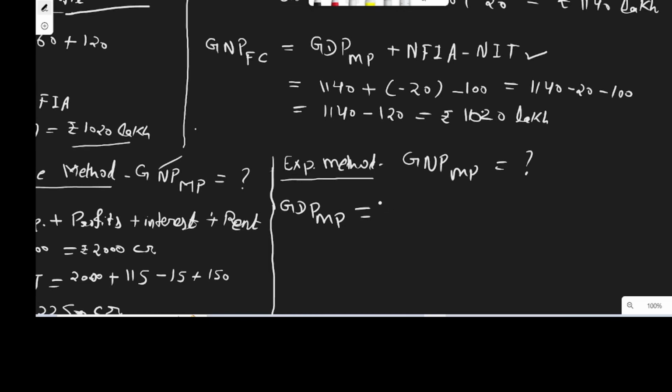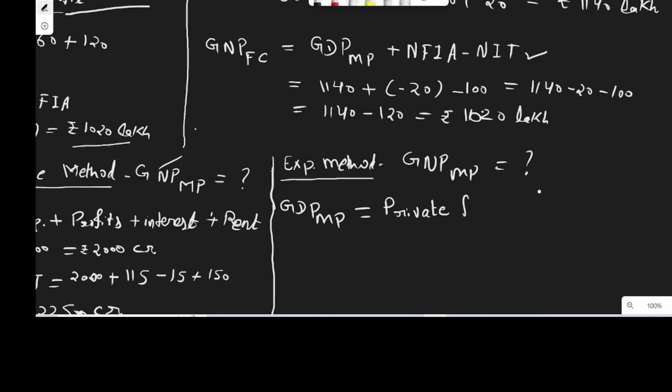Anyways, so GDP at MP equal to, I am writing the formula. You are also requested to write down the formula every time you solve the sum. That will make you remember the formulas and you will easily write them every time, or in exams also, whenever you solve the sum.